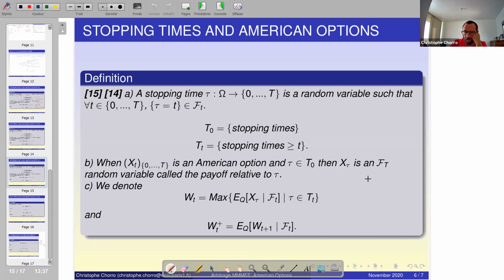In the case of a European option, I have this one for the price, because in the case of my European option, I can only exercise it at capital T. In the case of an American option, if I want to find the price at time small t, I consider this conditional expectation, where instead of having the final payoff, I have the relative payoff relative to any stopping times greater than t, and I have to take the maximum over these stopping times greater than t.